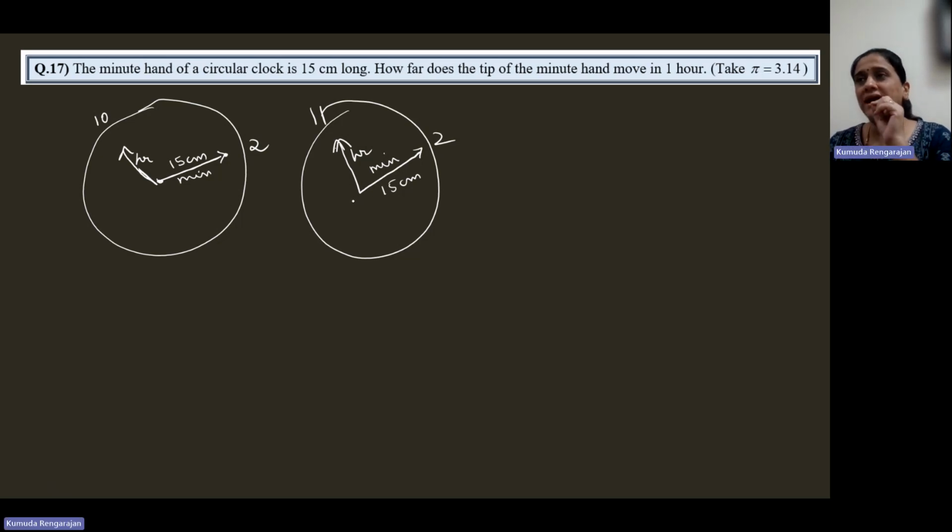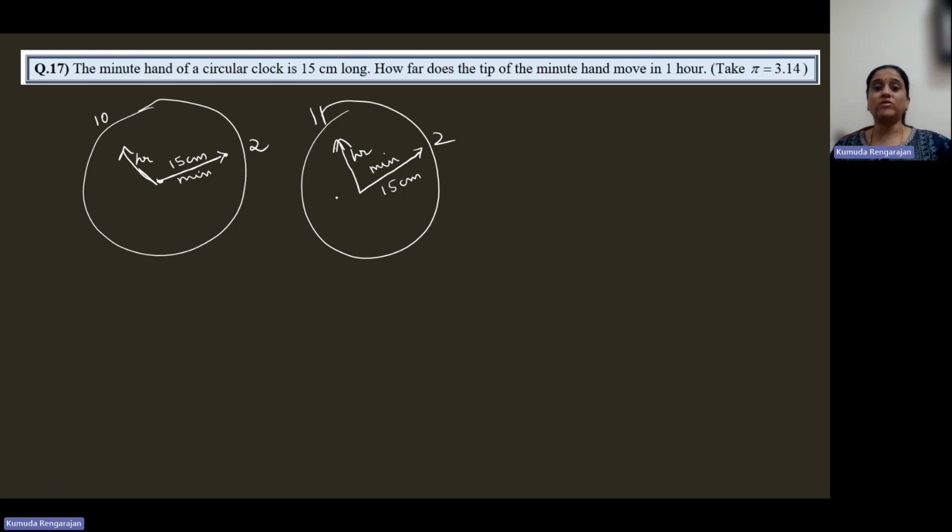Where is the minute hand at 10:10? It's at 2. Correct? Now after 1 hour, what will be the time? 11:10. Now what will be the position of the minute hand? It will come back to 2. After 1 hour, the minute hand will come back to 2.